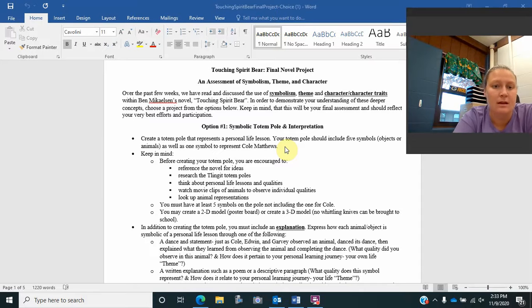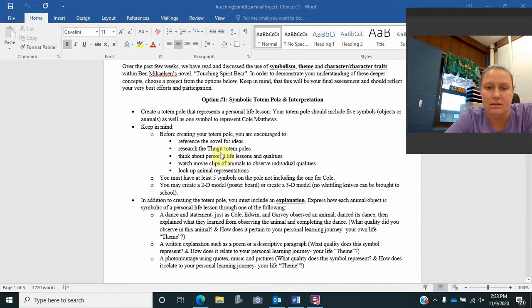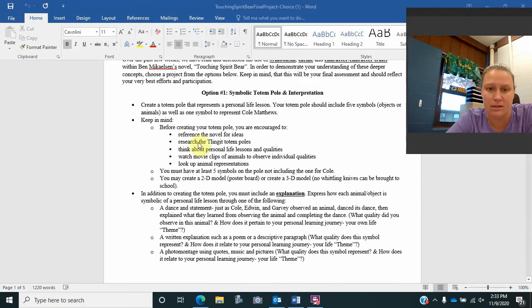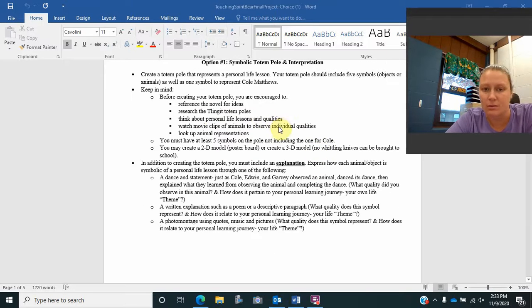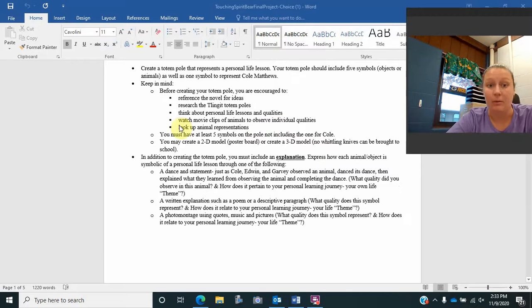Keep in mind, before creating your totem pole, you are encouraged to reference the novel for ideas, research Tlingit totem poles, think about personal life lessons and qualities, and even watch movie clips of animals to observe individual qualities. You can look up those animal qualities as well. And there it is: look up animal representations.